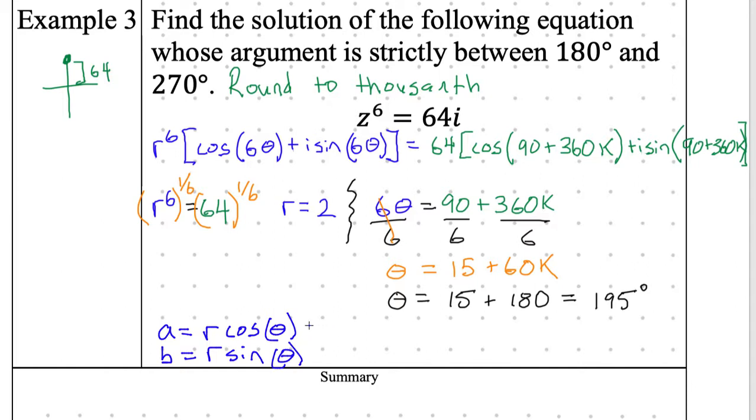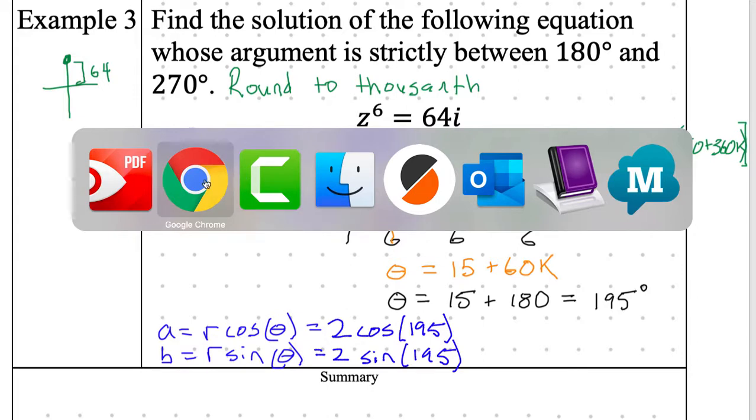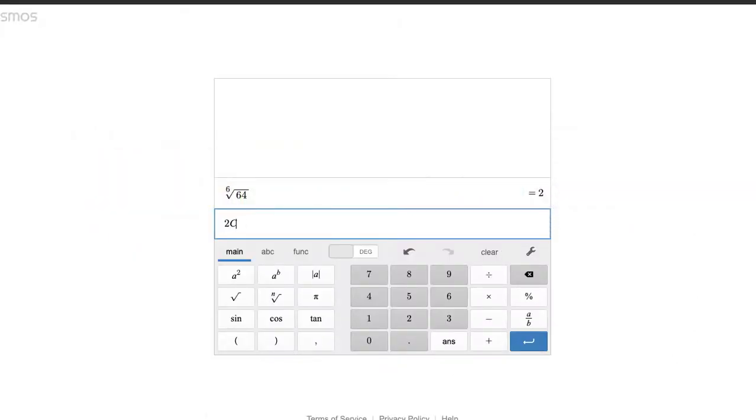We found r to be 2, so a is going to be 2 cosine of 195. And b is going to be equal to 2 sine of 195, and we have to round those accordingly, so let's do those really quick. 2 cosine 195 and 2 sine of 195. And there we have it.